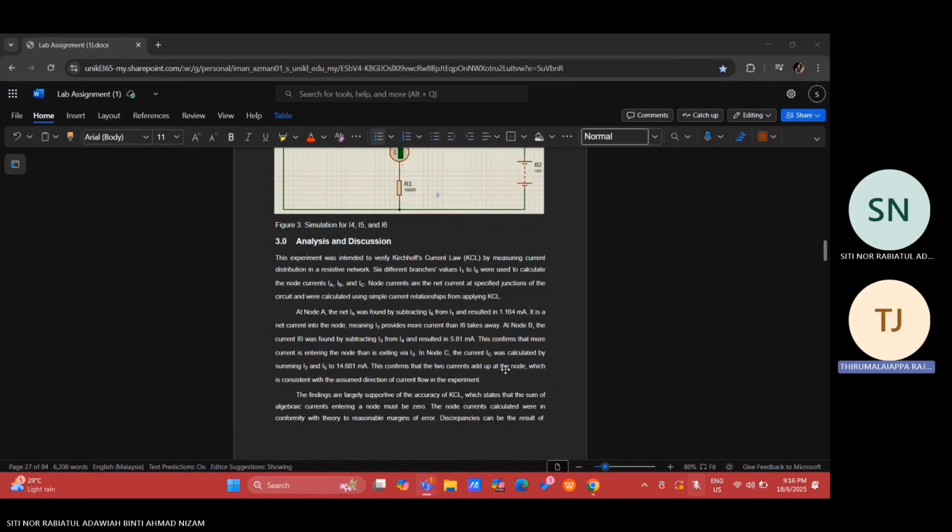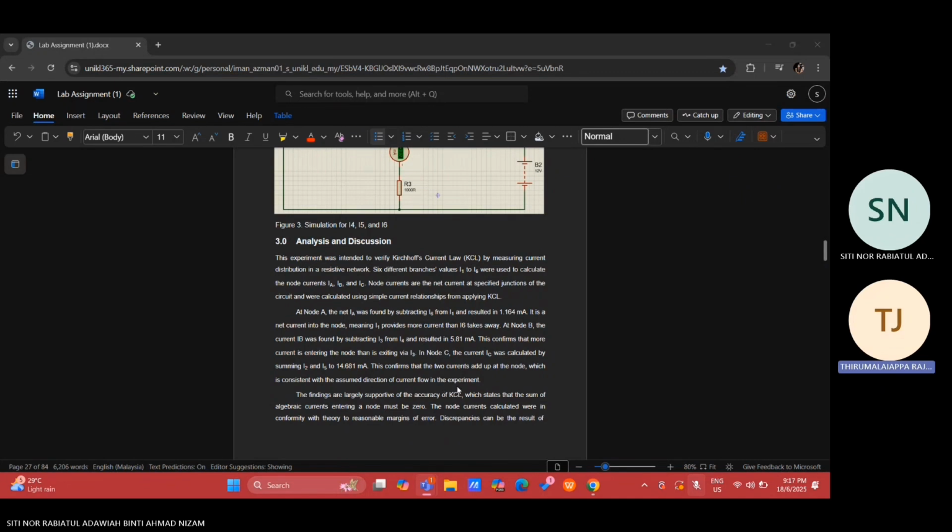From the calculated values, at node A more current entered via I1 than left via I6, so the net IA was 1.164 milliamps. For node B, the net IB was 5.81 milliamps, meaning more current entered through I4 than exited through I3. And at node C, both I2 and I5 entered the node, giving an IC of 14.681 milliamps.